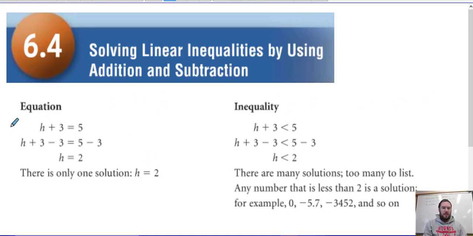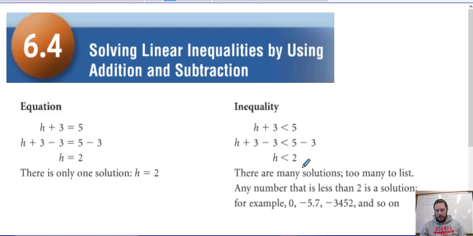On the left-hand side, you see that we have a linear equation, h plus 3 equals 5. To solve for h, we simply subtract 3 from both sides, and we find that h is equal to 2. Very simple equation. Well, the same thing is true for linear inequalities. We have h plus 3 less than 5. Again, we subtract 3 from both sides, and we get that h is less than 2, right?